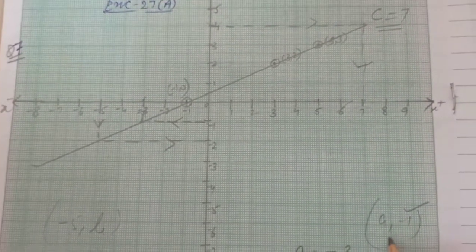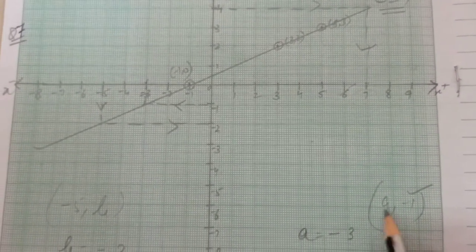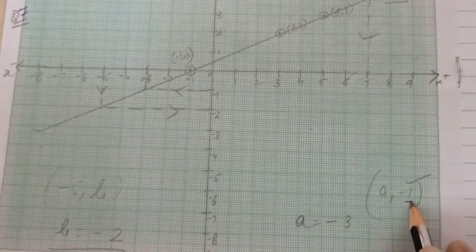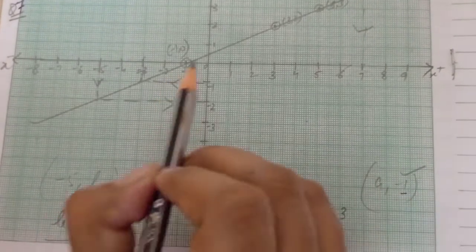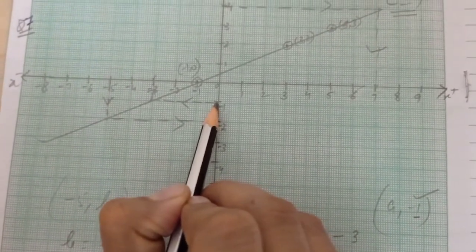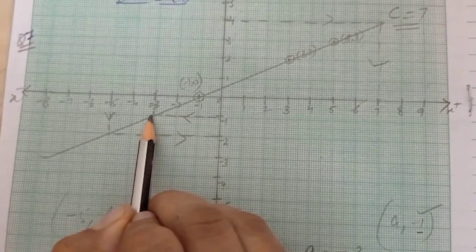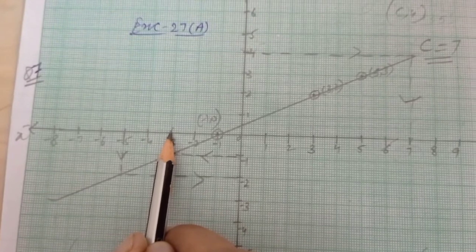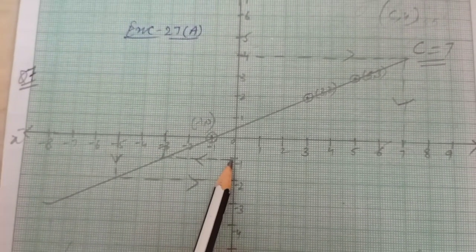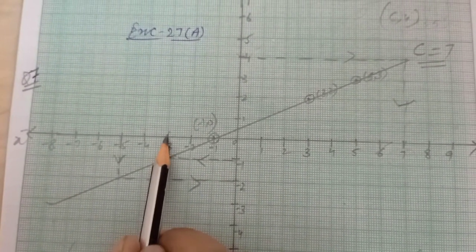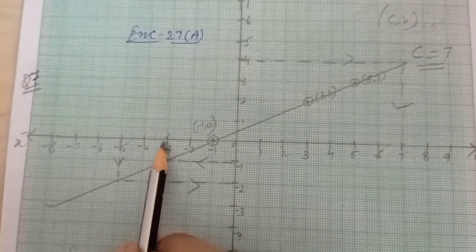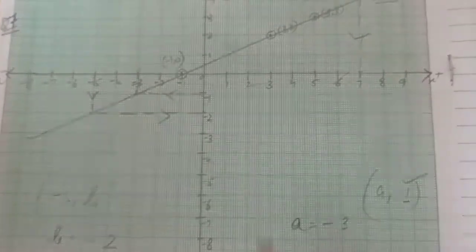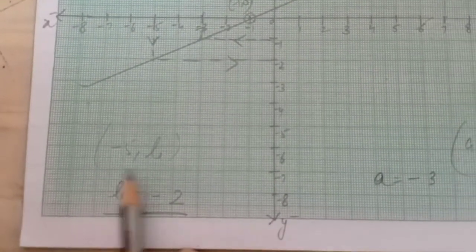Now the first unknown coordinates are a and -1. See children, -1 is the coordinate of y. So you have to find where -1 of y is. See, it is here. From this point we will draw a line parallel to the x-axis and drop the perpendicular on the x-axis from here. So if y is -1, what is the corresponding value of x? That is -3. This way we can find the value of a. a is -3.